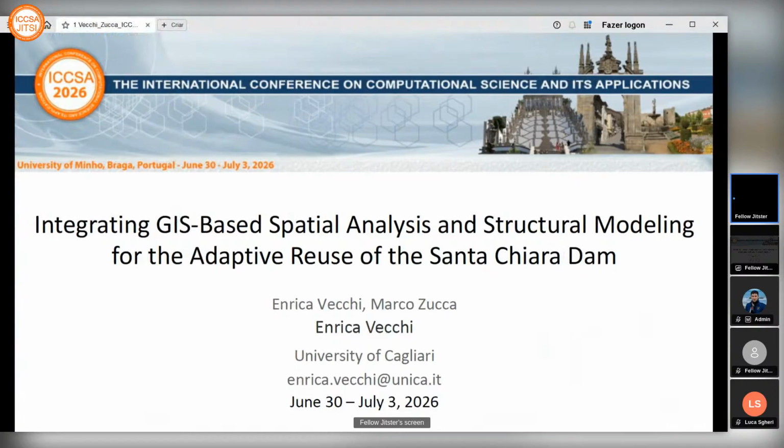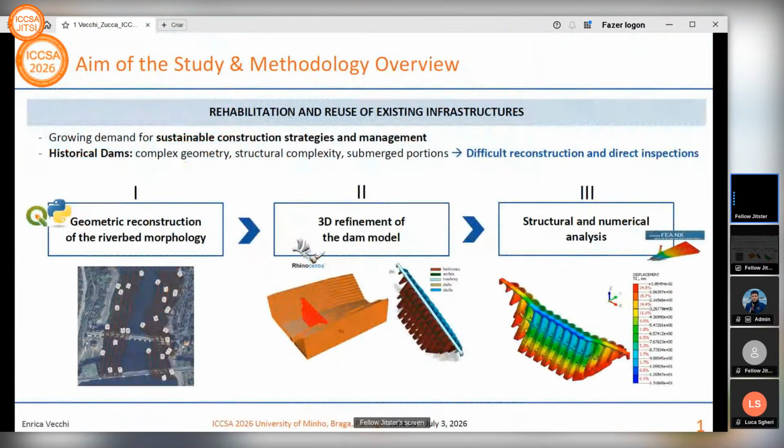Okay, good afternoon. I'm Enrica Vecchi from University of Cagliari, and this work I'm presenting concerns the integration of GIS-based spatial analysis and structural modeling for the assessment of the adaptive reuse of the Santa Chiara Dam. So the general context of this study is that of rehabilitation and reuse of existing infrastructures. In this context, we are dealing with a growing demand for sustainable construction strategies and management.